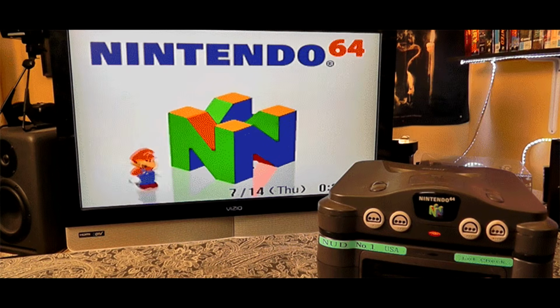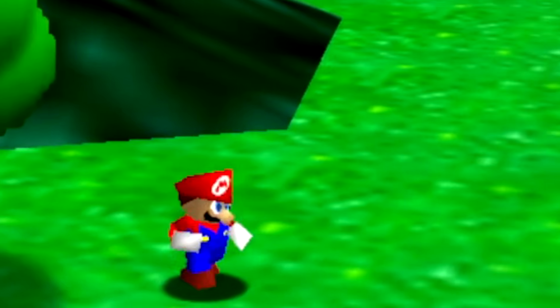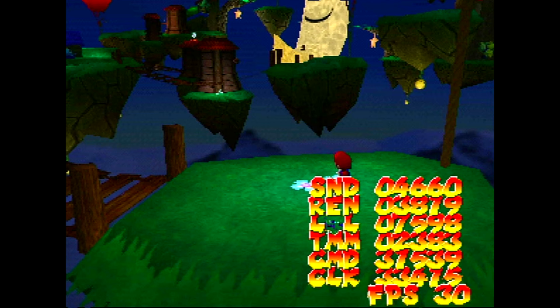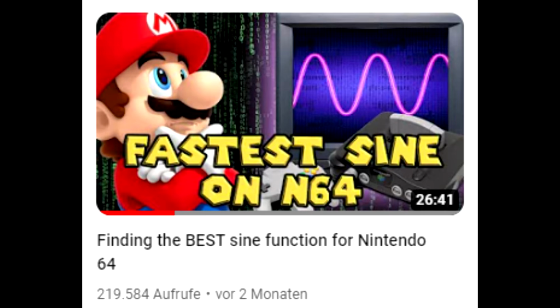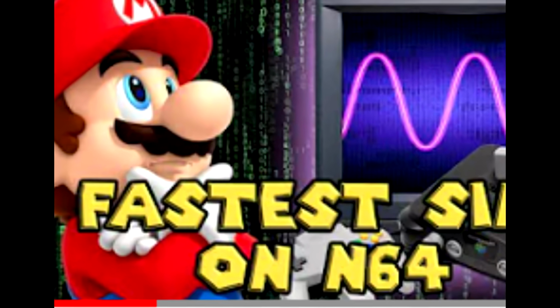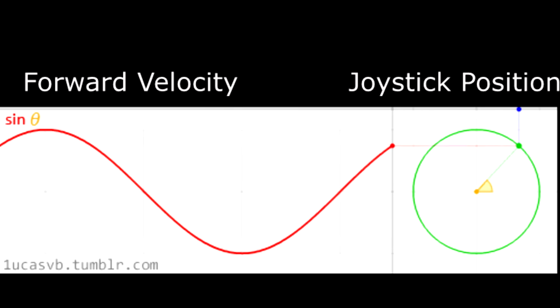And do you remember the days of the Nintendo 64? When computing power was limited and every byte and every CPU cycle mattered. For you, that was 1995, and for me, that is today, because I'm still developing on the Nintendo 64. I've recently published a video about trying to find the best sine function to save some computing costs for our poor N64. And boy, this video got a lot more attention than I expected.